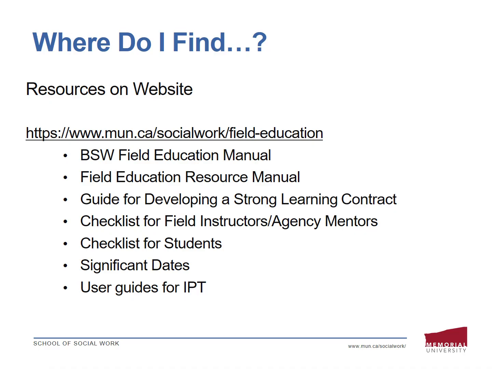Throughout the orientation, we discuss various field education resources. To bring all the resources together, you can find the following field education resources on the school's field website. Those resources are the BSW Field Education Manual, the Field Education Resource Manual, the Guide for Developing a Strong Learning Contract, the checklist for field instructors and agency mentors, the checklist for students, as well as the significant dates documents, and the user guide for IPT.